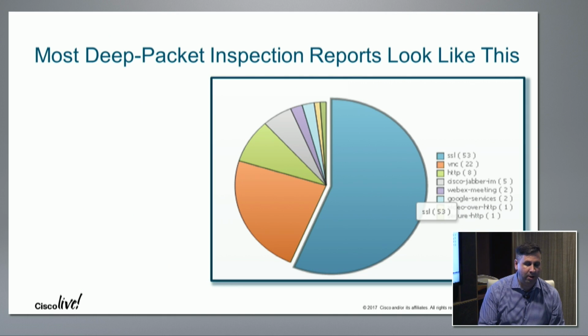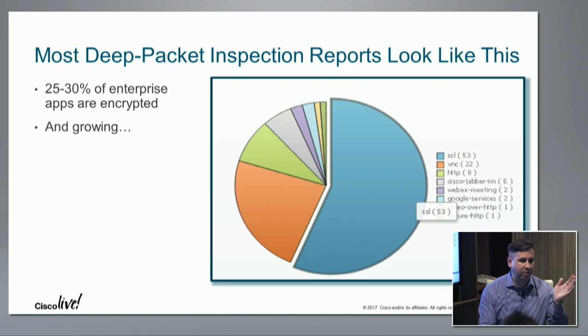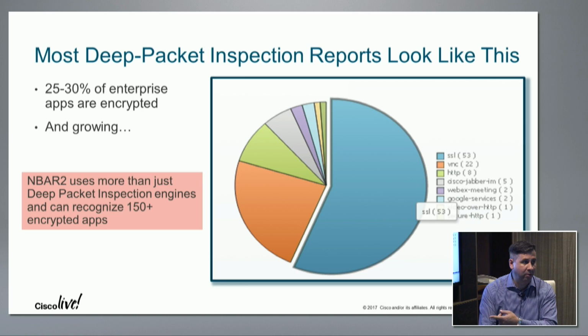How effective is NBAR? Well, a lot of deep packet inspection engines, especially in this post-Snowden world, will give you results that look like this. It's like, hey, we can't see into your packets because it's all encrypted, so we can't really tell you what's going on. But I'm going to show you screen captures because we have NBAR running here at Cisco Live, and we can recognize 150 applications, even though they're encrypted.